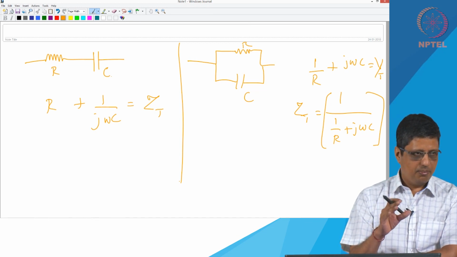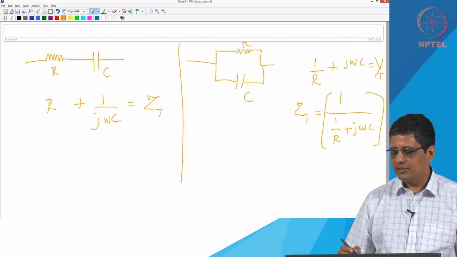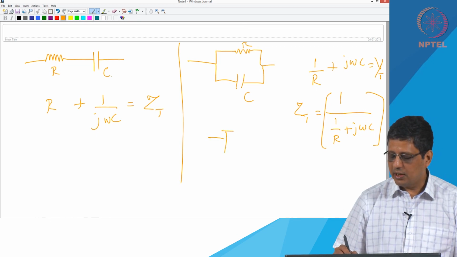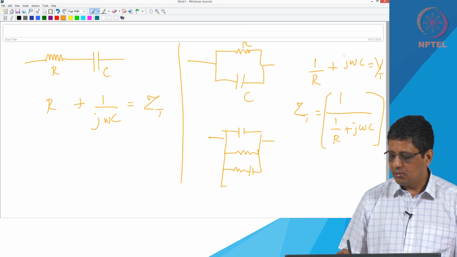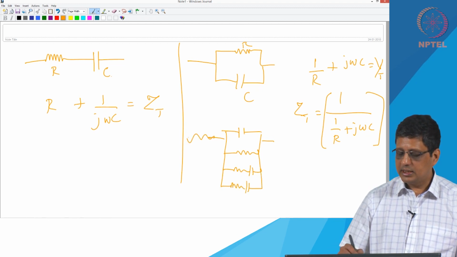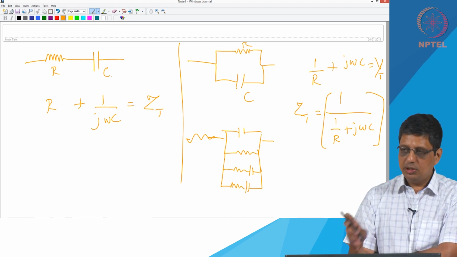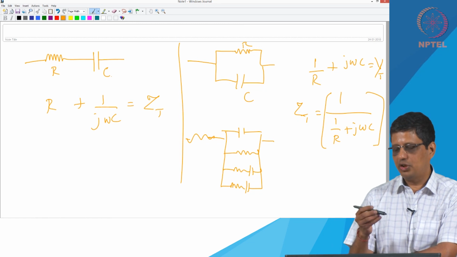Similarly, you can have more complex structures. You can have structures where you have many resistances in series. You can have structures where you have one capacitance, one resistance, another resistance and capacitance. You can have one more resistance here. These are some of the examples you will see later, but it is possible to do it using this notation.